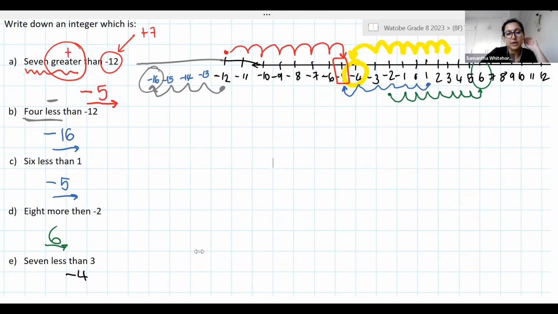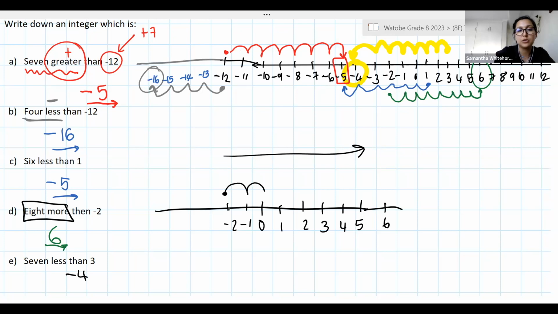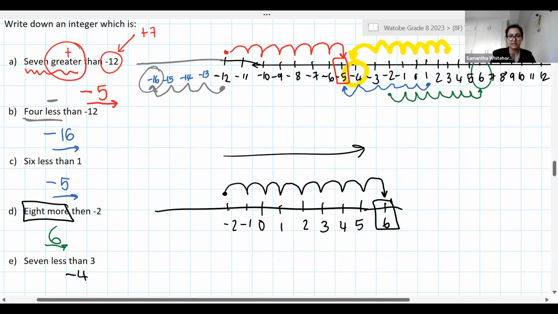Yes, miss. Okay, cool. So if we go back to D, guys, 8 more than -2. I'm just going to draw a new number line here because there's a little bit of chaos going on. So this is telling me that I need to start at -2. Now, it's telling me to add 8. It must be 8 more. So I move up my number line. 1, 2, 3, 4, 5, 6, 7, 8. And so I end at +6, which means that if I'm adding 8 to -2, I get +6.